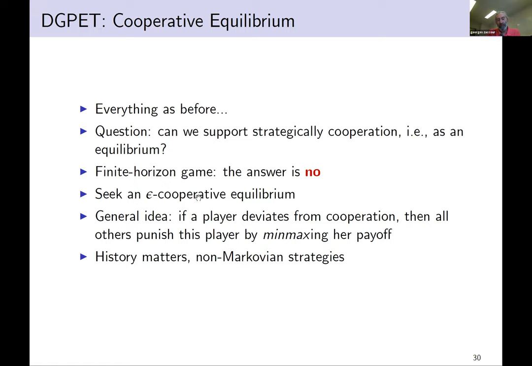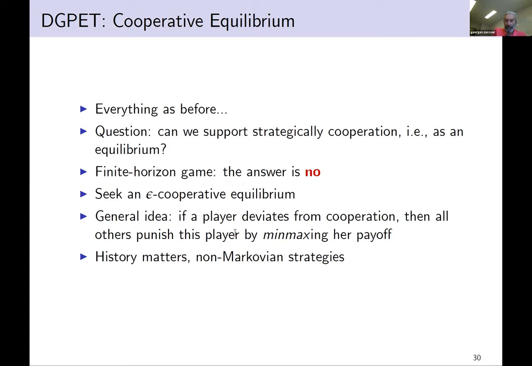However, we can get a so-called epsilon cooperative equilibrium, meaning that if the players are willing to leave something on the table, yes, we can sustain equilibrium. We can sustain cooperation by an equilibrium. And this is what I'm going to do.